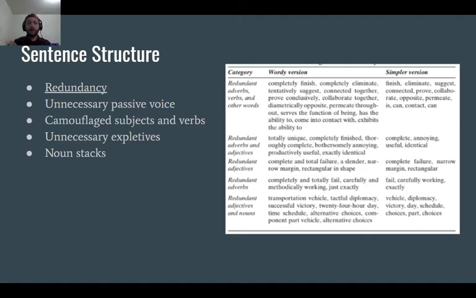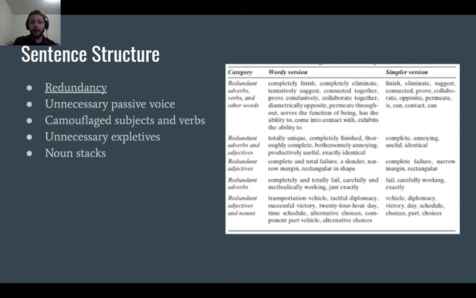Redundancy, for those of you that don't remember, is kind of like saying the same thing more than once. It's like throwing words on top of each other or putting words together that really don't add anything. They're just saying the same thing over and over again. For instance, there are examples right here. Completely finish. Why add the adverb completely in front of finish when you just finish something? You're saying the same thing by saying completely finish and finish.